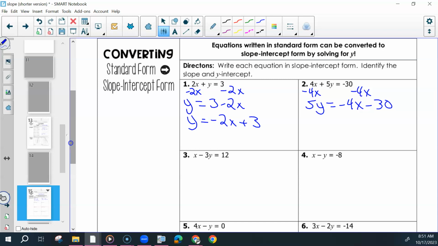Right, what would be our next step? Yes, but we're going to divide every single thing by 5. And simplify. For this, your y-intercept can be a whole number, can be a fraction, can be a decimal, it doesn't matter. Your slope has to be a fraction. It has to remain a ratio of rise over run. So if it cannot be simplified, it just stays negative 4 over 5. What would our y-intercept be? 36.